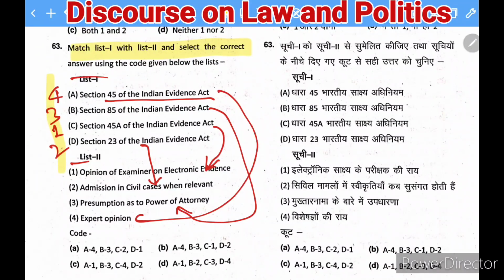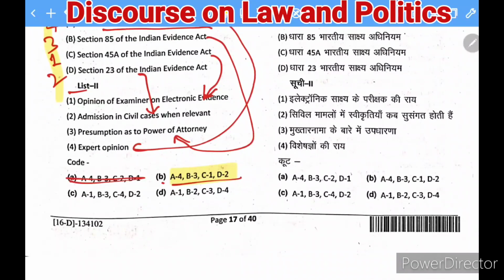So which is the correct code here? You can see the first one, A, is not the right one. Okay, so it is incorrect. And in B you can find 4312. Yes, this is correct. So the right option is B here. Moving to the next question.